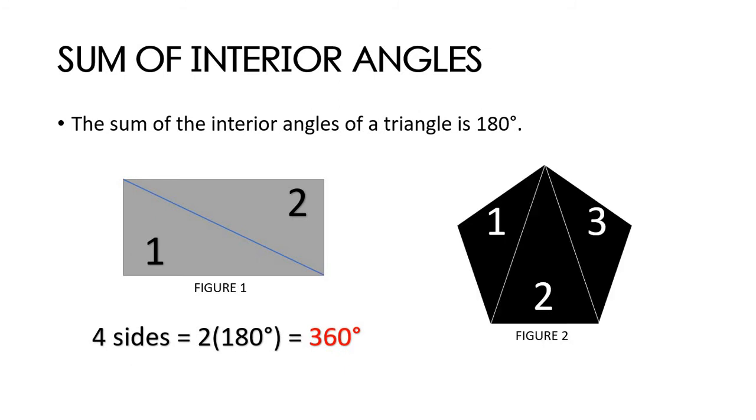And then for the pentagon, we can form 3 triangles in a pentagon. Then we just have to multiply 180 degrees by 3, which is equal to 540 degrees. So the sum of the interior angles of a pentagon is equal to 540 degrees.